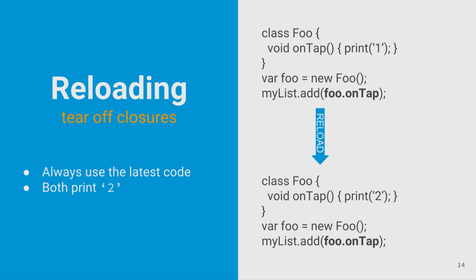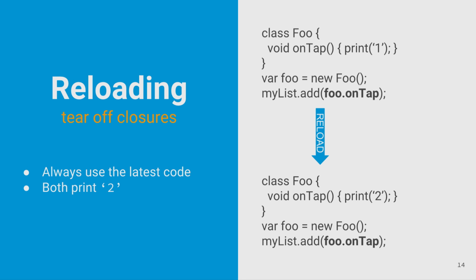Now, tear-off closures, these are like methods that are attached to an instance. These always use the latest code. And this is because when you invoke a tear-off closure, there's a level of indirection that it steps through, where it's really attached to the name of the method and not the source code that was in the method at the time.